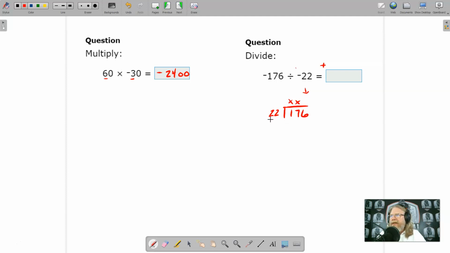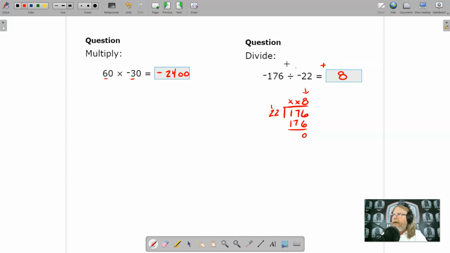So let's see. If I just look at the 2 and compare it to 17, 2 will go into 17 8 times. So let's go ahead and try 8. It might be too much. If it is, we'll back off 1. So let's try 8. 8 times 2 is 16. Now this is probably it because this column matched up. Carry the 1. 8 times 2 is 16 plus the 1 is 17. Indeed, I have 176. So the answer is 8, and that's a positive 8.